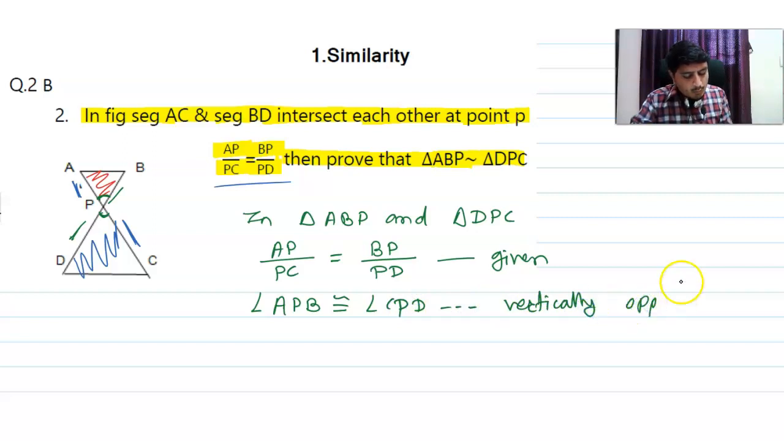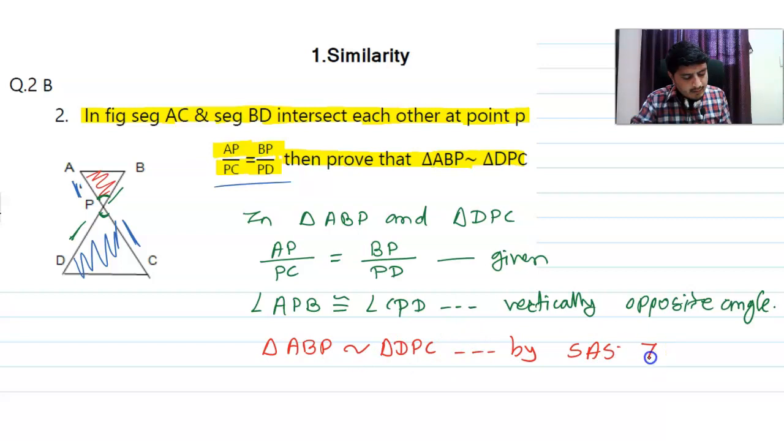So the two pairs of corresponding sides of the given two triangles are in proportion and their included angle is congruent, so we can say the given two triangles ABP and DPC are similar by the side angle side test. In short, we may write it as the SAS test. Hence we have the second question.